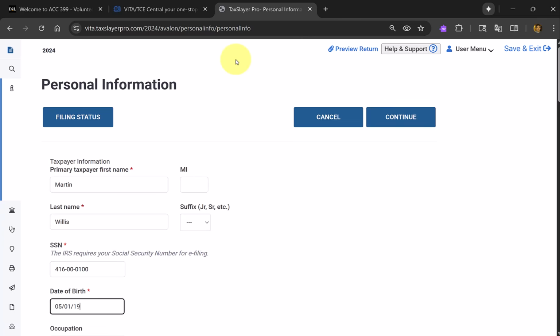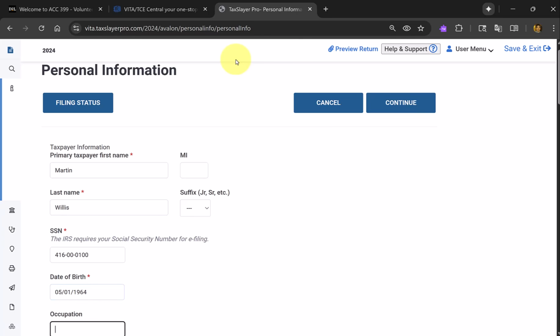0501 1964. And I tab to occupation. I would pretty much use what the taxpayer wrote on the intake sheet. And if you see maybe an occupation change, you always got to be aware maybe there's a couple different W-2s or more for that taxpayer during the year.